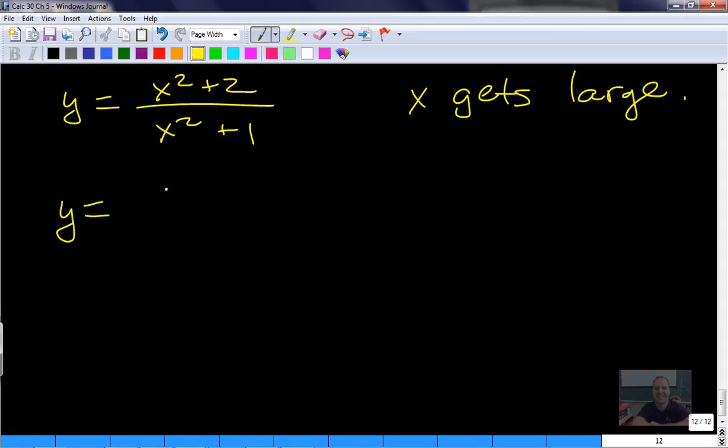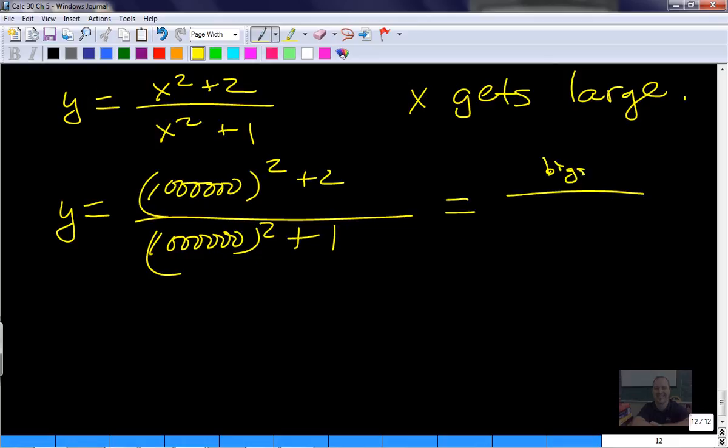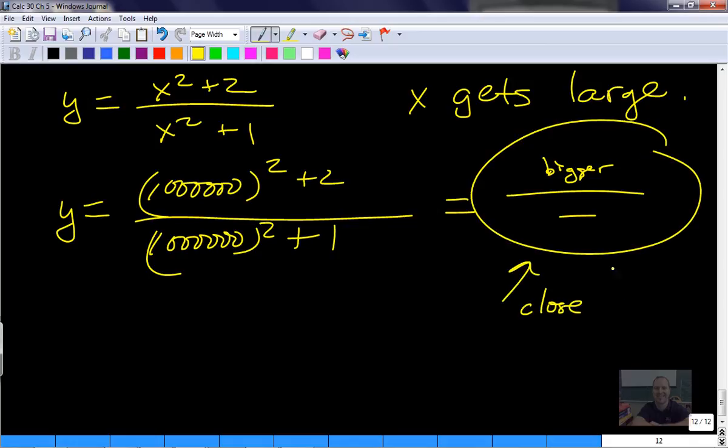Well, let's say x is 1,000,000. And you've got 1,000,000 squared plus 2, and you've got 1,000,000 squared plus 1. These values are going to be really, really close to one another, but this one's always going to be bigger on top, right? So it's going to be a huge, huge number. This one's always going to be slightly bigger, but what's this number going to be pretty close to? Close to what? 1,000,000 squared plus 2 divided by 1,000,000 squared plus 1. It's going to be really close to 1. Is it going to be under 1 or over 1?